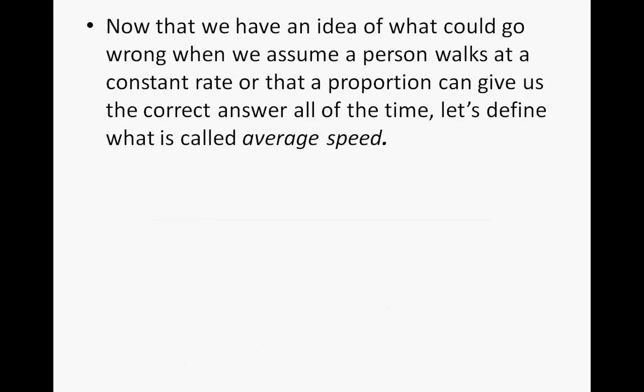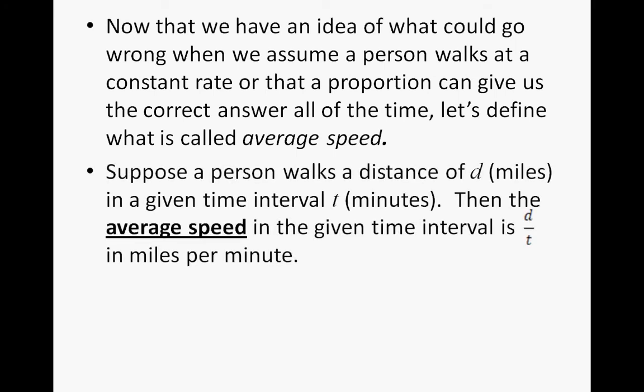Now that we have an idea of what could go wrong when we assume a person walks at a constant rate, or that a proportion can give us the correct answer all of the time, let's define what is called average speed. Suppose a person walks a distance of d miles in a given time interval, t, which we'll put in minutes for now. Then the average speed is d over t in miles per minute.